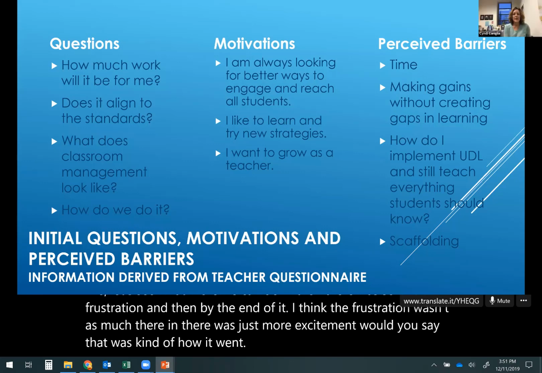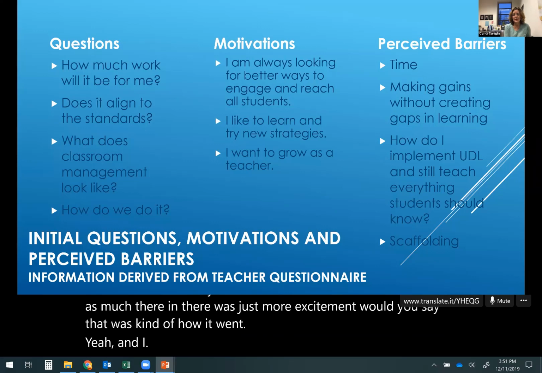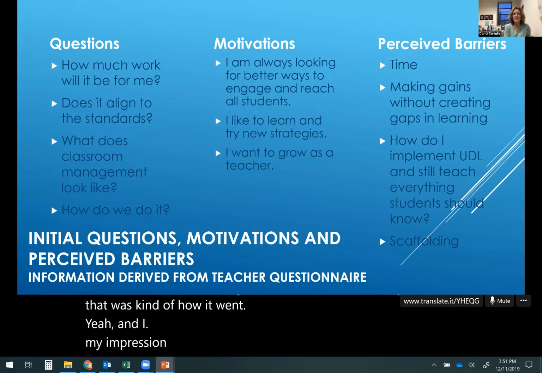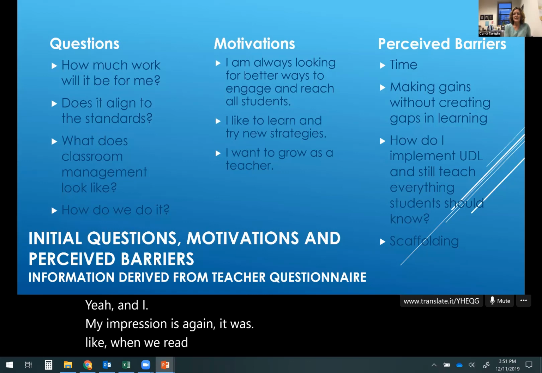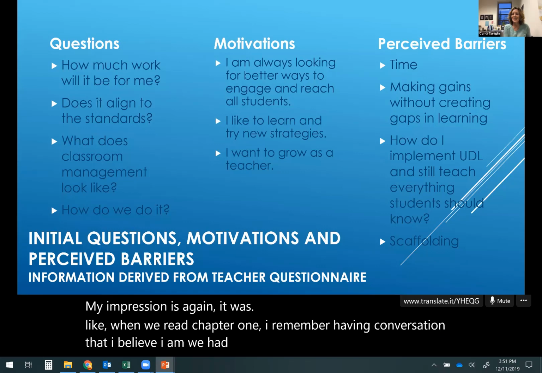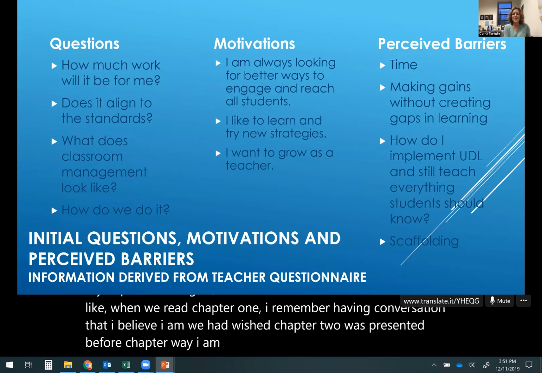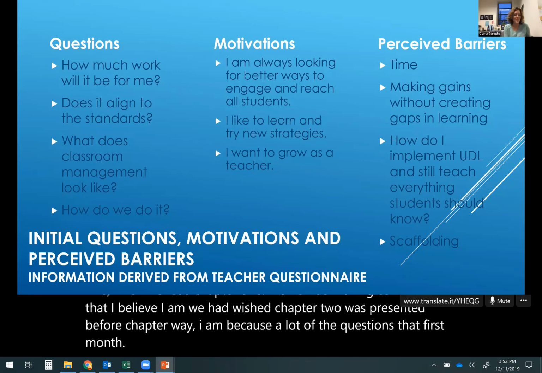Yeah, and my impression is, again, when we read chapter 1, I remember having a conversation that I believe we had wished chapter 2 was presented before chapter 1. Right. Because a lot of their questions that first month really weren't answered in the first chapter.